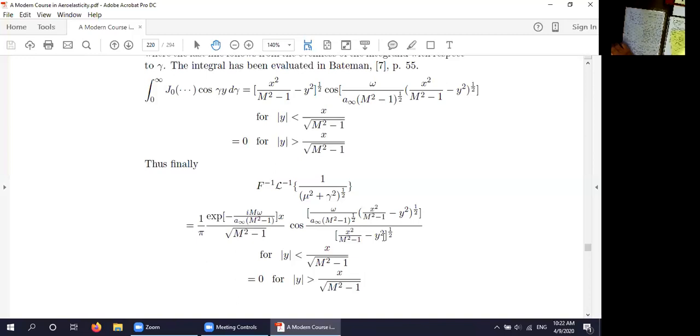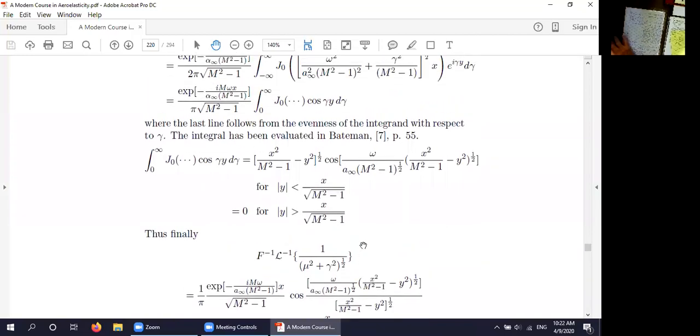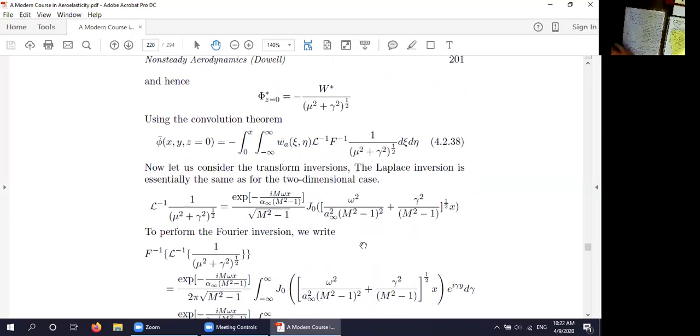So what does this all mean physically then? If I use this double inverse and put it back in the convolution integral, there it is. I put this back in the convolution integral. This factor is 0 over much of the flow field, but not all of it.